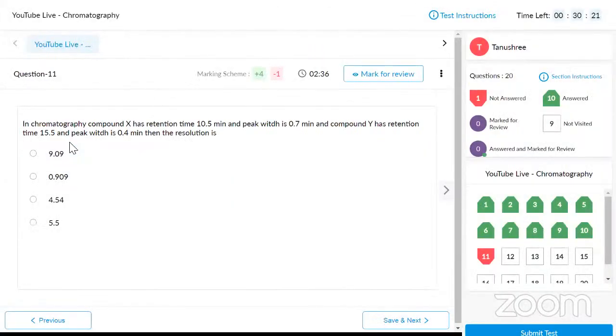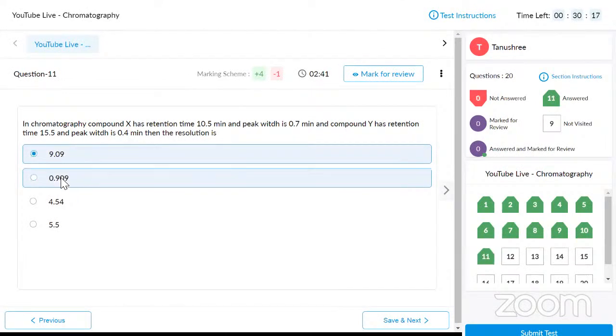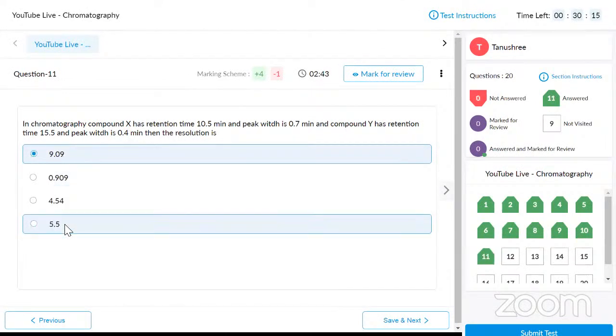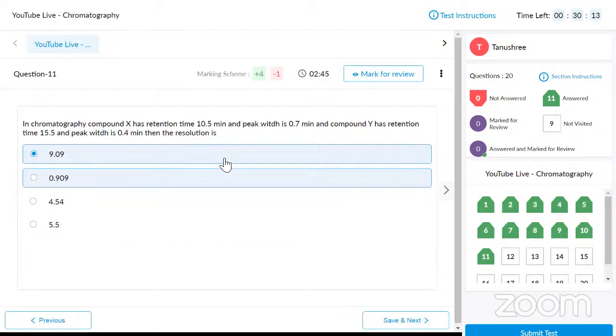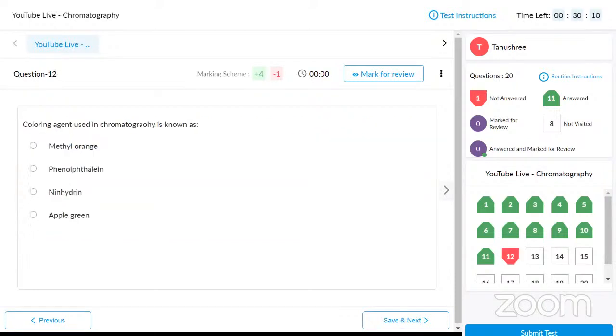So I will go with option 9.09. 0.909 हमारा answer नहीं है, as we have calculated already. 4.54 is also not our answer. 5.5 is also not our answer. So we will save and proceed.